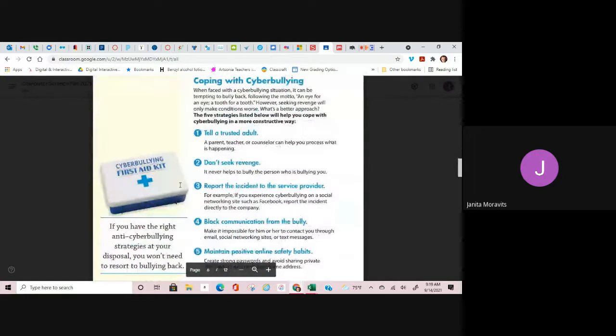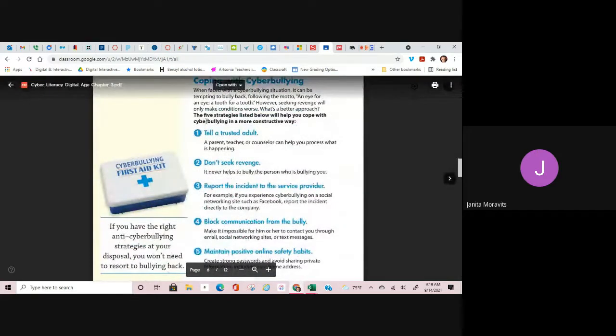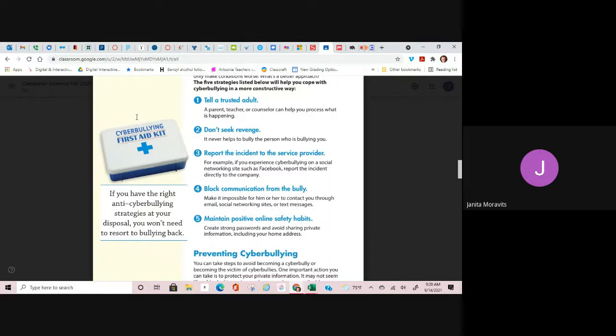Coping with cyberbullying. The 5 strategies listed below will help you cope with cyberbullying in a more constructive way. And they give you 5 steps to take. First of all, tell a trusted adult. Don't try to figure it out on your own if you don't know what to do. Go to an adult that you trust. Don't seek revenge. All right? Dishing it back does not help. It only inflames the situation and makes it worse.